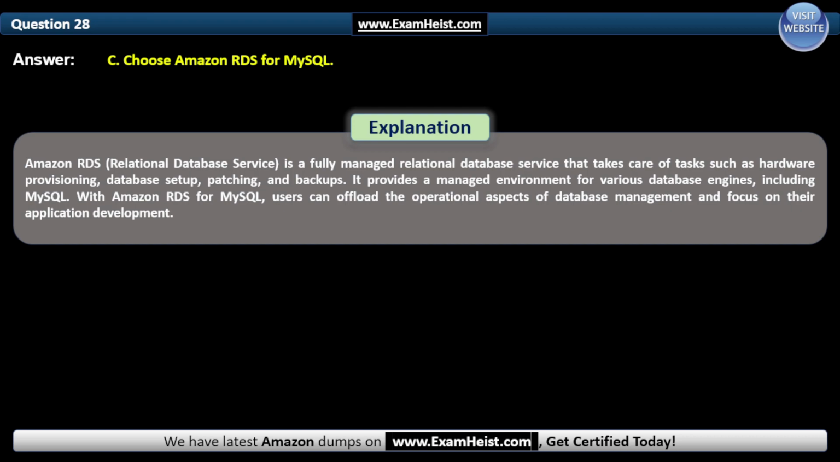Amazon RDS is a fully managed relational database service that takes care of tasks such as hardware provisioning, database setup, patching, and backups. It provides a managed environment for various database engines, including MySQL with Amazon RDS for MySQL. Users can offload the operational aspects of database management and focus on their application development.